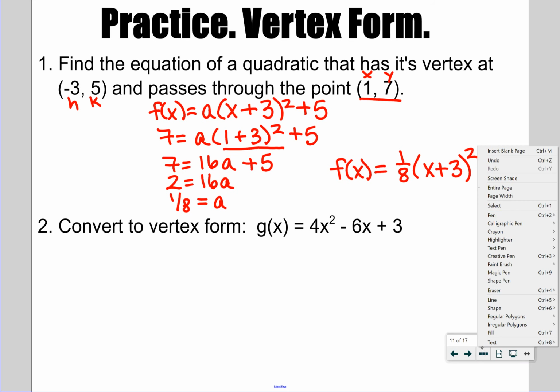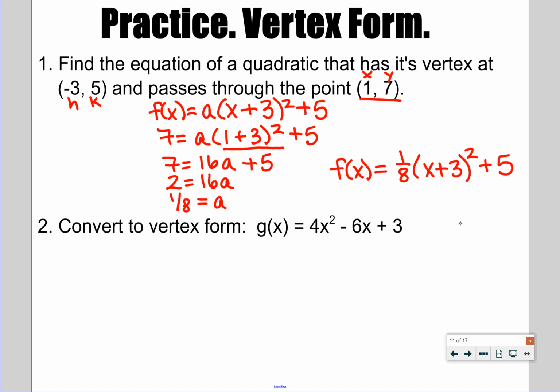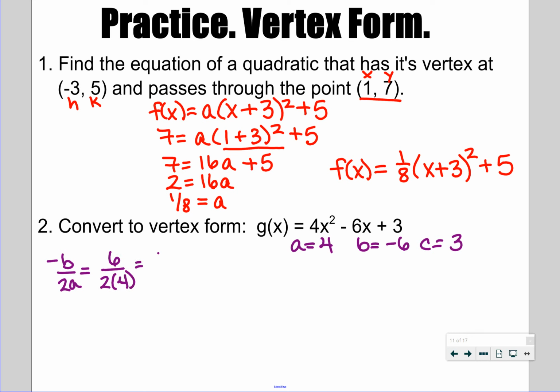In the next problem, we're trying to convert to vertex form. So the first thing that you should have done is name your a, your b, and your c. Here our a is 4, our b is -6, and our c is 3. We're going to calculate -b over 2a, or the opposite of b over 2a. The opposite of b is +6. 2 times a, 2 times 4. So I have 6 over 8, which is 3/4, or if you had 0.75, that's fine. That's our h.